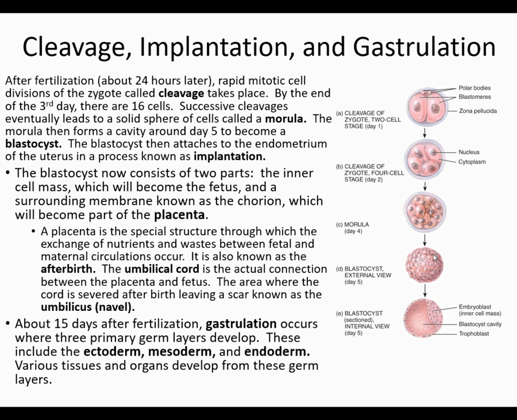The inner cell mass of the blastocyst will become the fetus. The surrounding membrane will become the chorion, like I was talking about earlier. That forms that and produces that HCG, human chorionic gonadotropin. The chorion is important because it becomes part of the placenta.